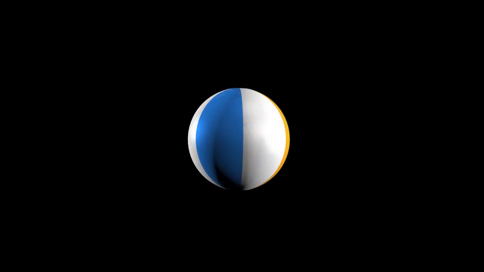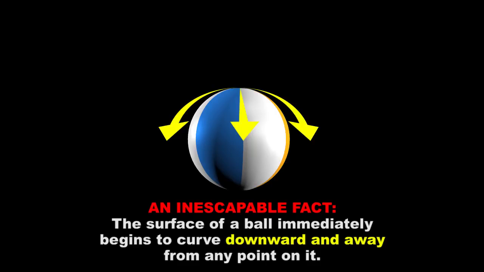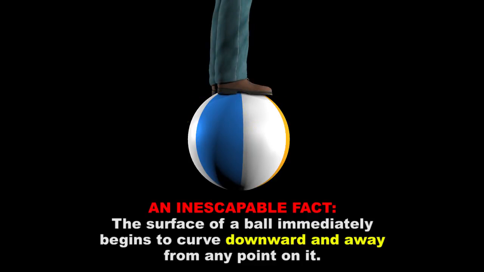Okay, let's just imagine our world as a beach ball. The lines of the ball clearly point out what so many in the Ball Earth camp are blatantly ignoring. A ball, by its very nature, demands that its surface immediately begins to curve downward and away from any point on it. So if we imagine Poser James here, I'm using a software called Poser, let's call him PJ for short, standing on the beach ball, the problem becomes immediately apparent. He's standing on a ball. Immediately the ball is curving downward and away from his feet in all directions. That's what a ball does.